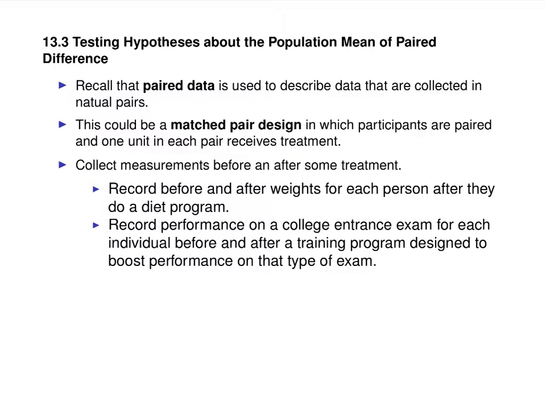Okay, testing hypotheses about the population mean of paired differences. So first of all, for hypothesis testing for these means, you need to use your T table, right? So if you don't have that out already, you should get that out. If you don't have one, like your irresponsible teacher here, you should get one out of your little box.